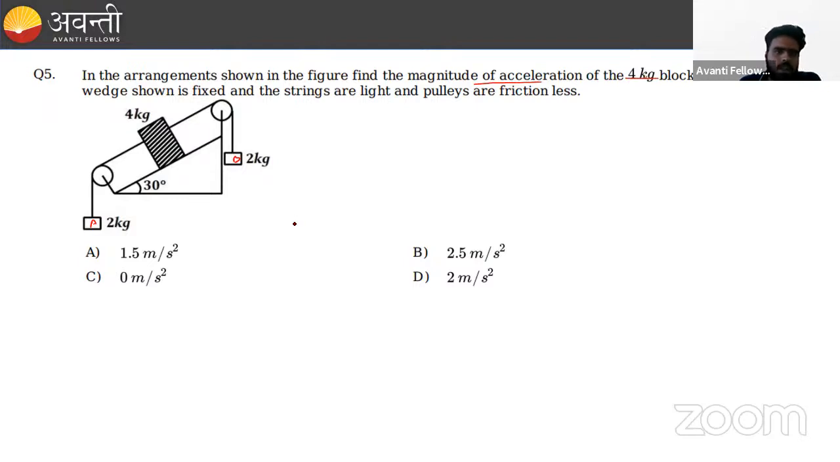Correct. If we want to calculate the magnitude of acceleration, whenever a question of Newton's laws of motion comes, firstly we have to draw the FBD. So if we draw the FBD of block A, in this case, if we consider the value of g as 10 meter per second square, we can say 2g is acting in downward direction. In further calculation, we can put the value of g also.